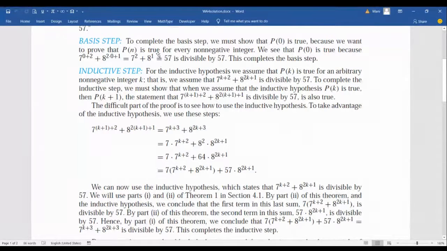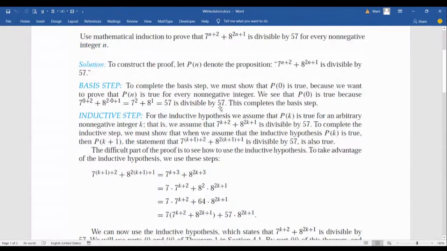What do we do exactly in the inductive step? First of all, we show that for one arbitrary non-negative integer, this is true. So k instead of n, it means that k is just a non-negative integer. Then we say, okay, this is divisible by 57. Let's assume that. Now, if I add one unit to k, can I show, based on this assumption, that this is true or not?